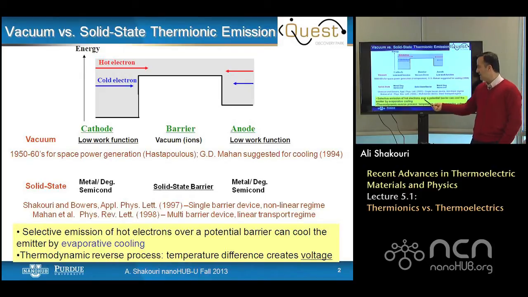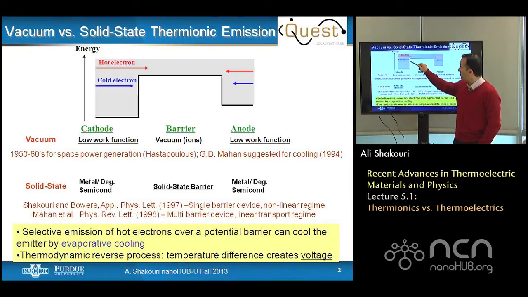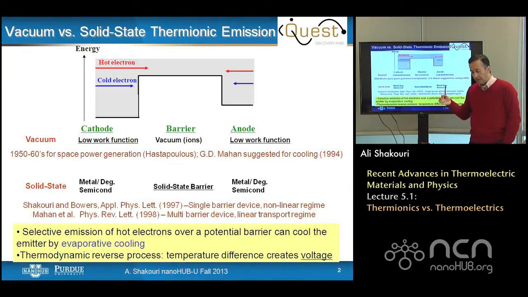But the basic idea is that selective emission of hot electrons over a barrier can cool emitters by evaporative cooling. And the thermodynamic reverse process can generate power. Again, when I talk about evaporative cooling, if there is a phase transition as electrons evaporate, the latent heat has a big impact. That's what happens in regular evaporative cooling, for example, sweating. But in the case of electrons, we don't have that phase transition, no change in degrees of freedom.